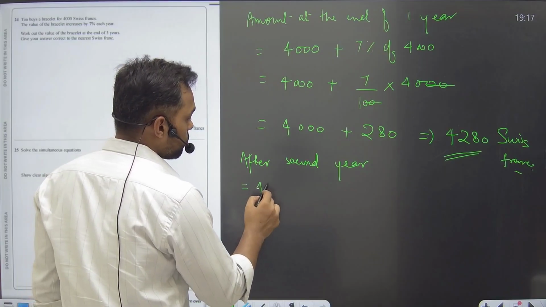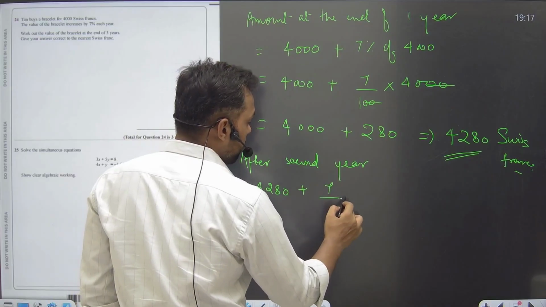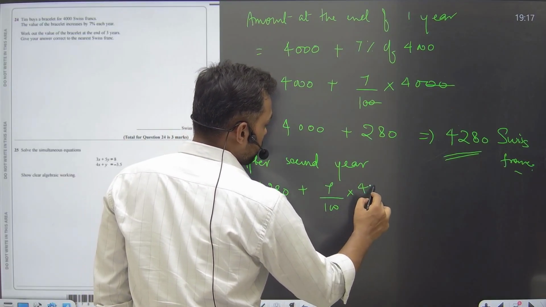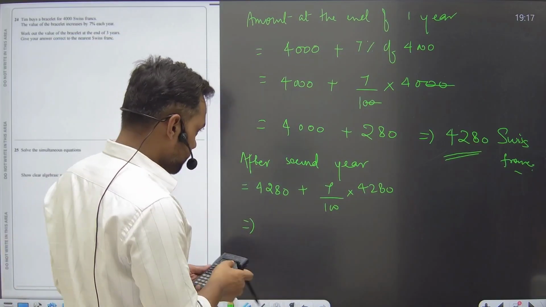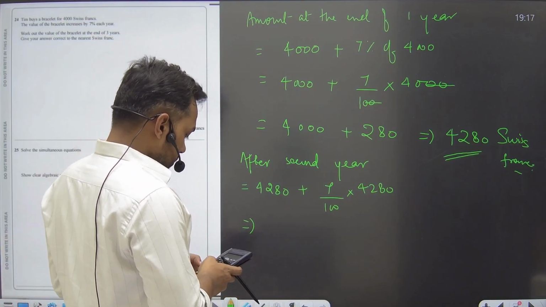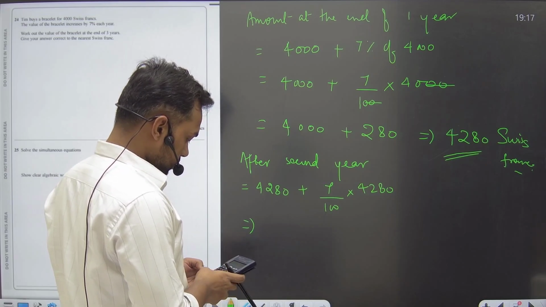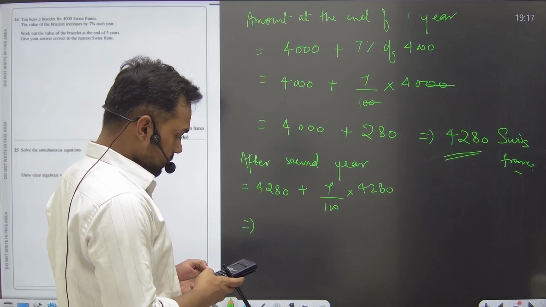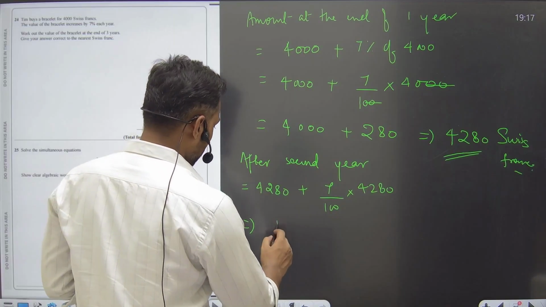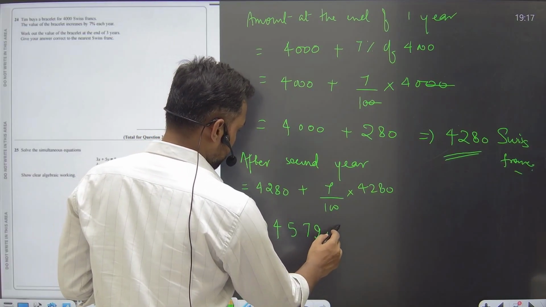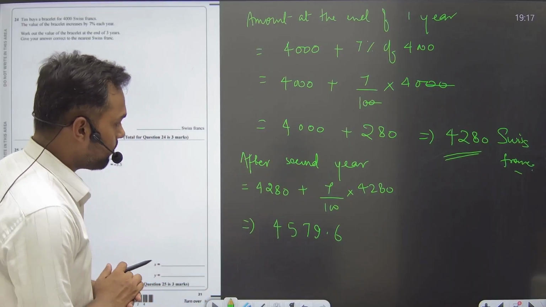So it will be 4,280 plus 7% of this amount, that will be equal to 7/100 cross 4,280. What we need to do, we need to calculate it here. So you will get the values. That will be equal to 42.8 cross 7 plus 4,280, that is equal to 4,579.6. Okay. After the second year the amount is 4,579.6 Swiss francs.